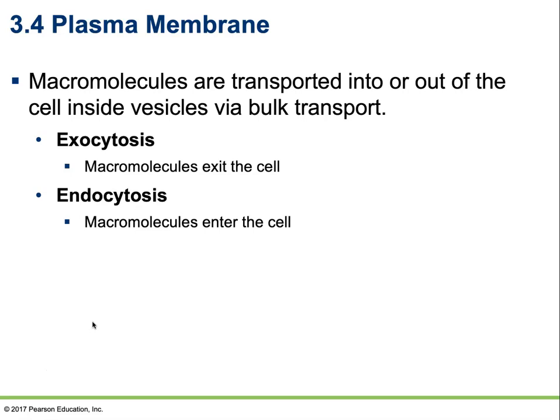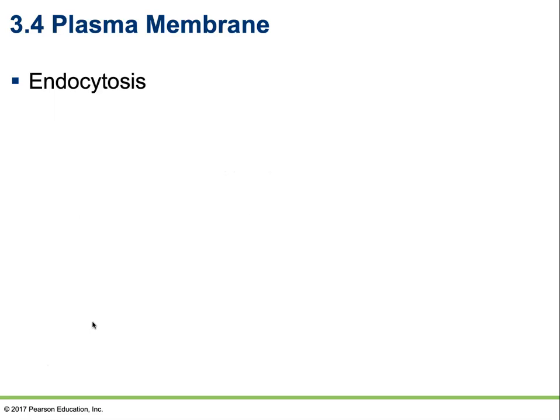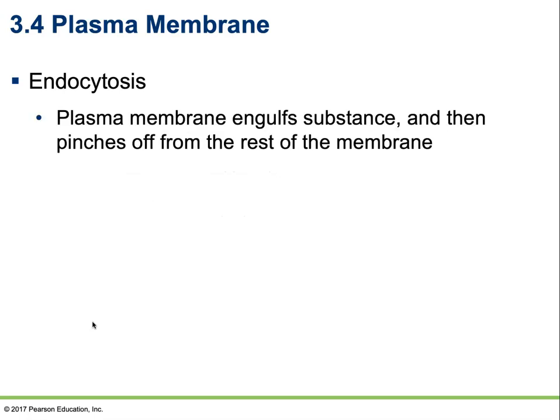So we can move into and out of the cell in bulk via exocytosis and endocytosis. We're going to start off by talking about endocytosis. In endocytosis, a region of the plasma membrane is going to reach out, engulf the substance to be ingested, and then pinch off from the rest of the membrane to enclose that substance in a vesicle. That vesicle is then going to travel through the cytoplasm to wherever it needs to go.